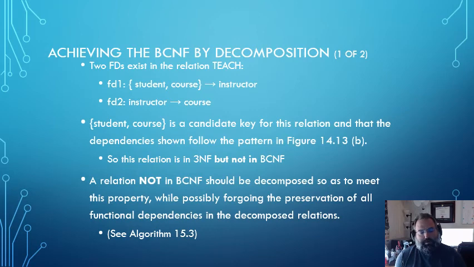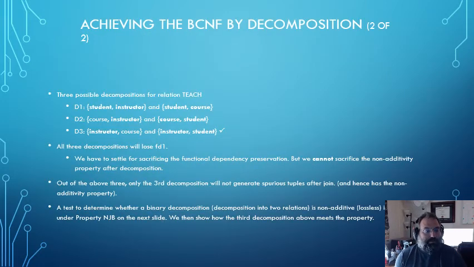A relation not in BCNF should be decomposed so as to meet this property, while possibly foregoing the preservation of all functional dependencies in the decomposed relations. Three possible decompositions for relation TEACH are: decomposition one is student-instructor and student-course. The second is course-instructor and course-student. The third is instructor-course and instructor-student. All three decompositions will lose functional dependency one.